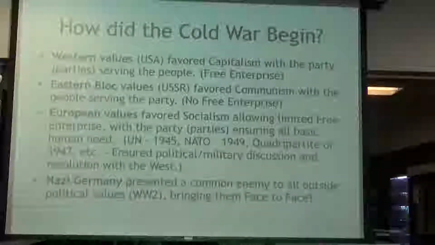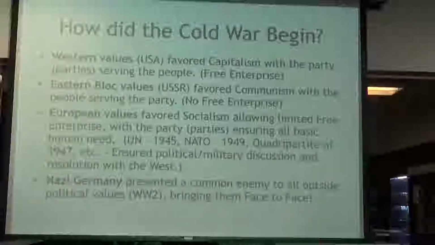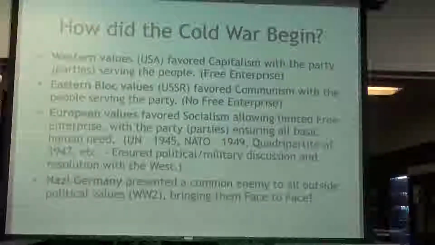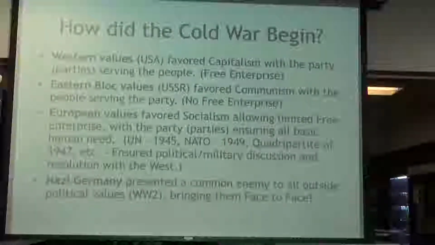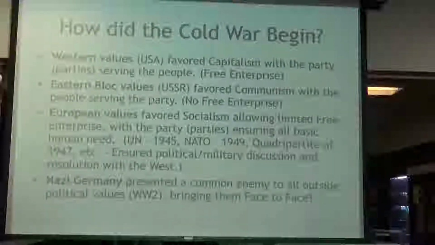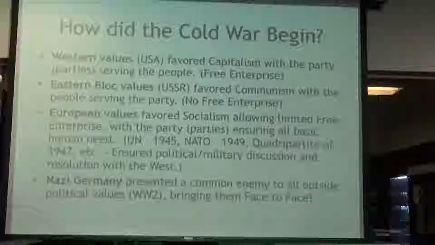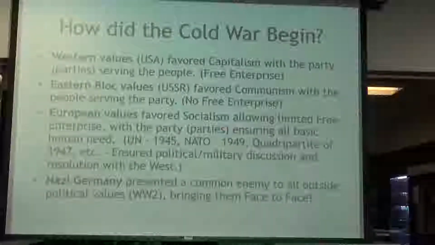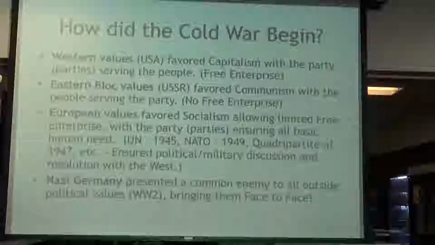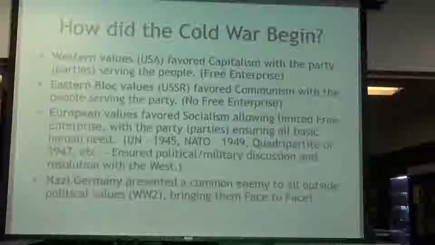How did the Cold War begin? Well, Western values favored capitalism with the party or parties serving the people, and called it free enterprise. The Eastern Bloc values, the Soviet Union, favored communism with people serving the party, no free enterprise. European values favored a form of socialism, but allowed limited free enterprise with the party or parties ensuring all basic human need. And a number of agreements came into the picture.